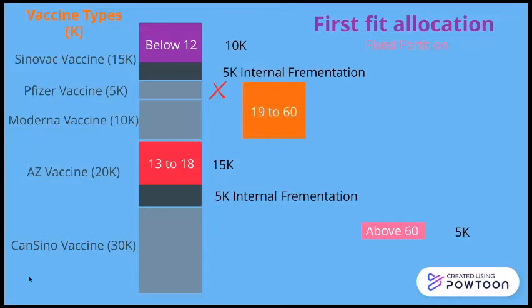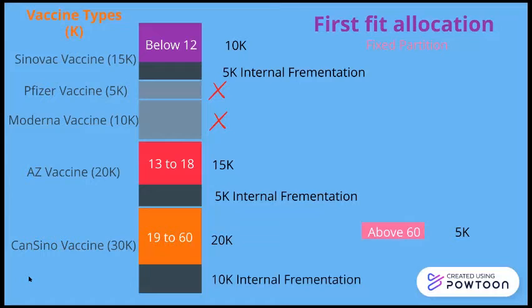Next, we move to the age group for 19 to 60. And the last one, above 60. So now we have finished our First Fit allocation.